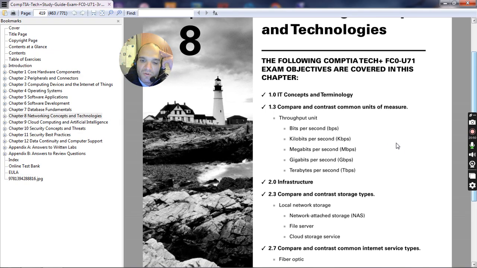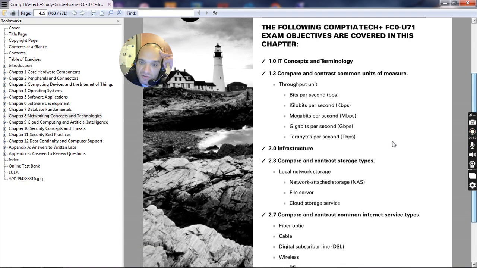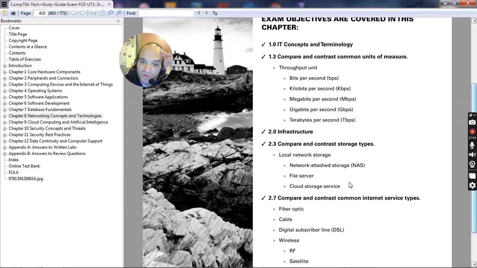So objective 2, infrastructure. Sub-objective 2.3, compare and contrast storage types. Local network storage, we have NAS, network attached storage, file server, and cloud storage service.